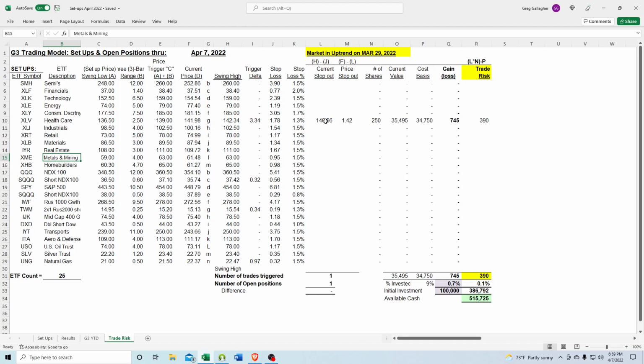And so that would be the current stop out price, 140.56 in this case. Okay, and so if I stopped out at that because I bought it at 139, I'd make 390 bucks. So my risk is positive in this case.